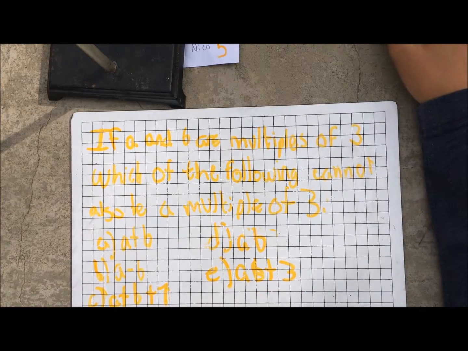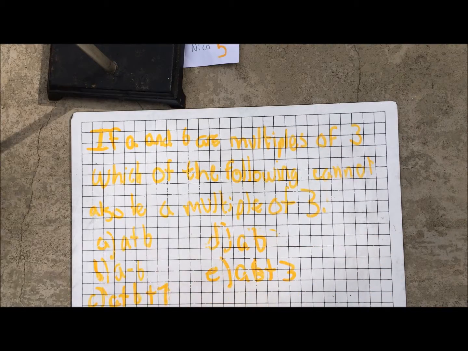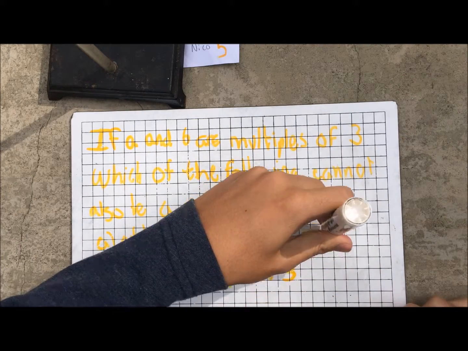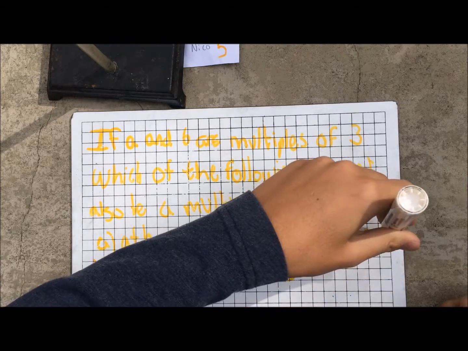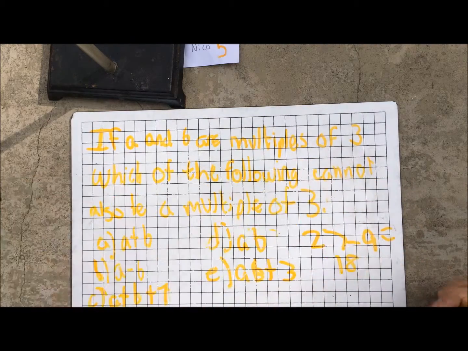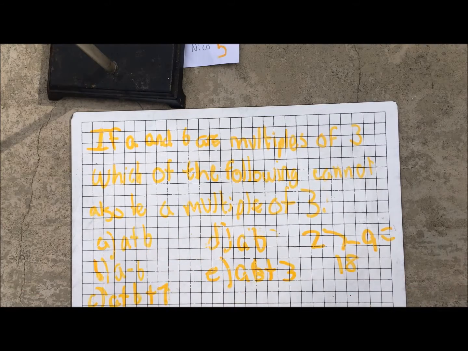And subtracting, it's the same thing. Multiples of 3. We can plug in any multiple of 3 in A, let's say 27, and another multiple of 3 for B, which is 9. So 27 minus 9, and we would get 18, and 18 is still a multiple of 3. So we know that A and B are still multiples of 3, no matter what the answer is.